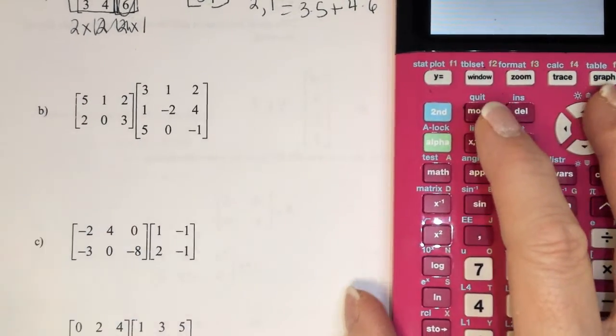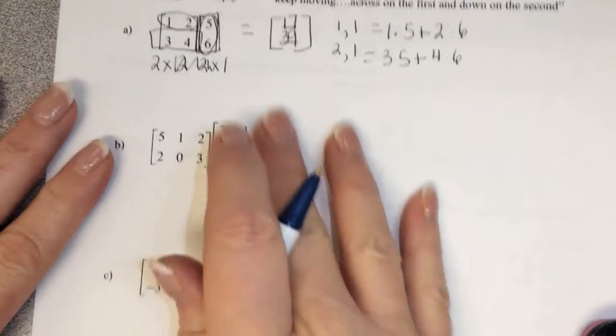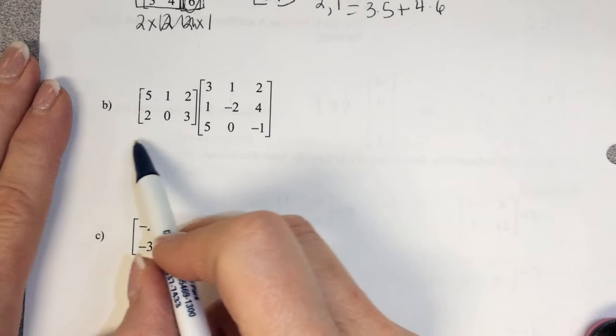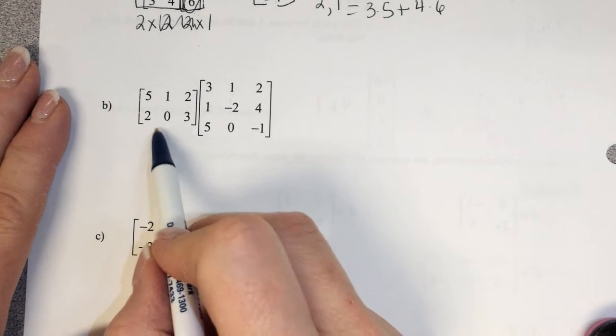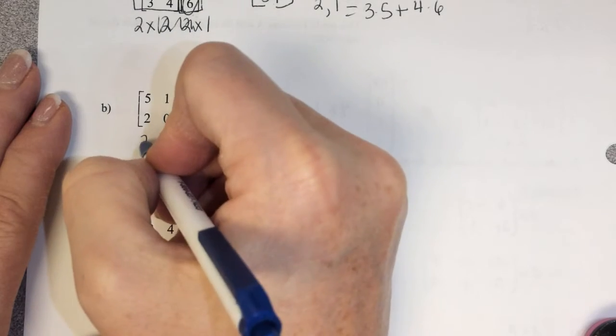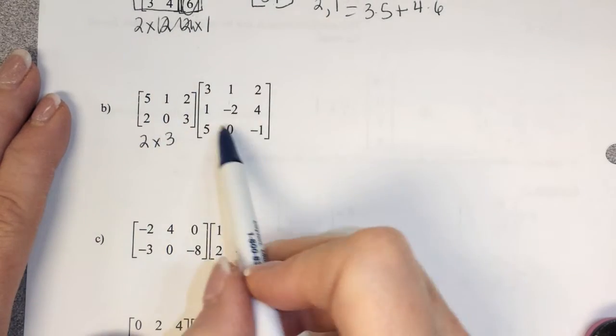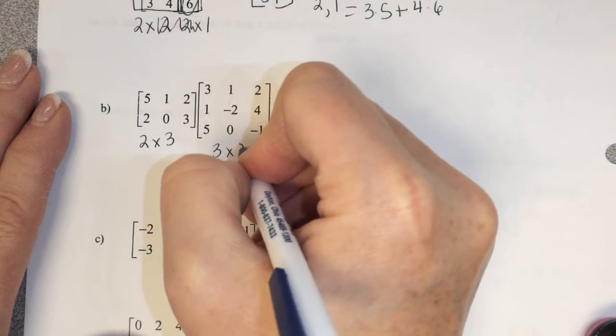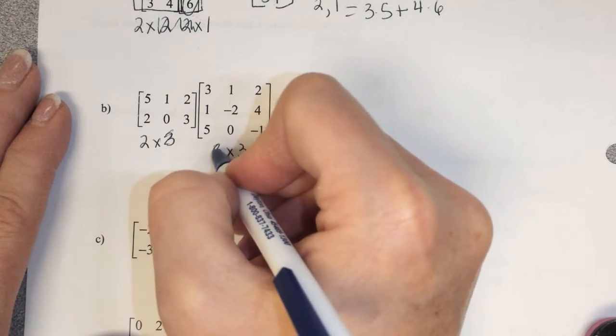All right, let's look at the second one now. Tell me the size of this second one right here. Danielle, what's the size of the first one? 2 by 3. And Morgan, what's the size of the second one? 3 by 3. And so these two match.